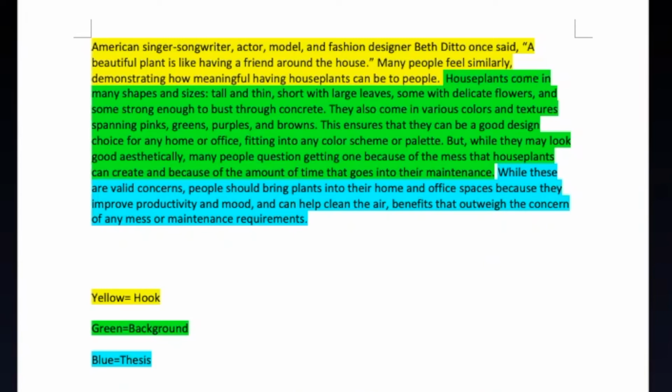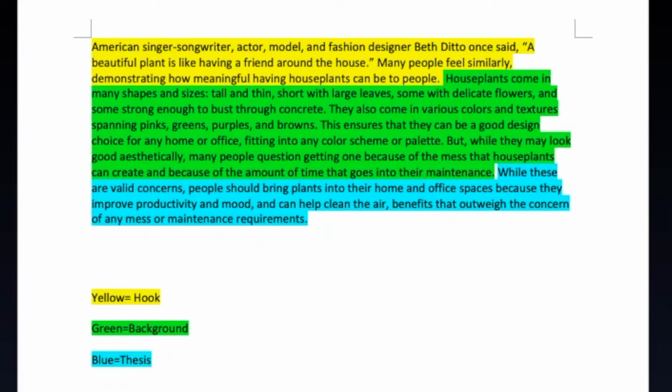So the hook says, American singer-songwriter, actor, model, and fashion designer Beth Ditto once said, "A beautiful houseplant is like having a friend around the house." Many people feel similarly, demonstrating how meaningful having houseplants can be to people. So you can see that this section starts with a quote that's related to houseplants. This is meant to hook people in right from the start, and it definitely follows one of those strategies that we mentioned earlier.